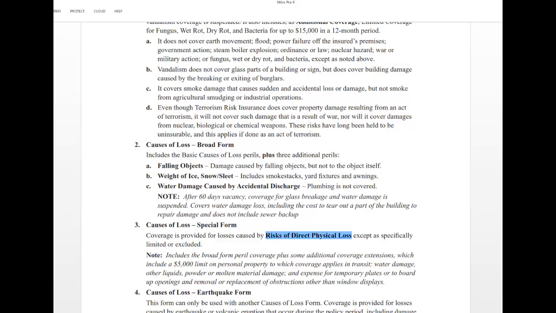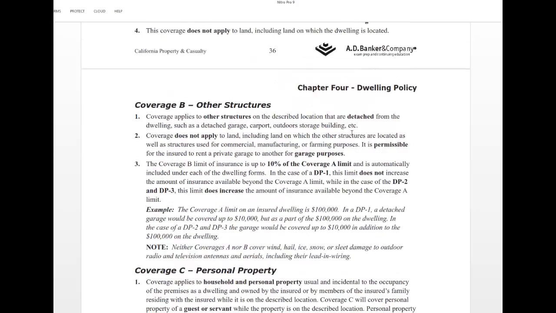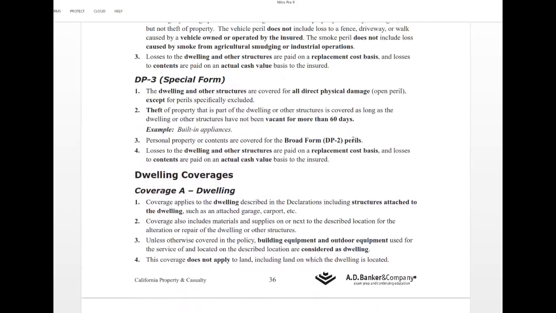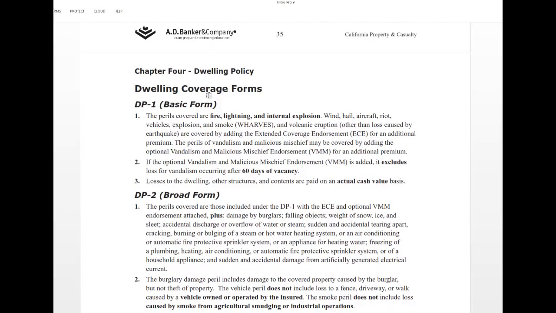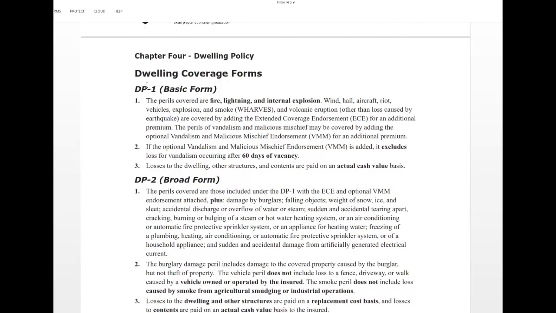I'm going to go over to dwelling. Okay, so we'll go to 44, and we'll look at the dwelling policy, which would be like a homeowner's policy, but this would be the case if you had rental properties, and this is coverage for that sort of thing. Here's DP1, that's for dwelling policy, and perils covered. That's the basic form: fire, lightning, internal explosion, wind, hail, aircraft.